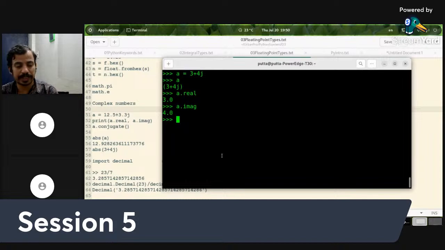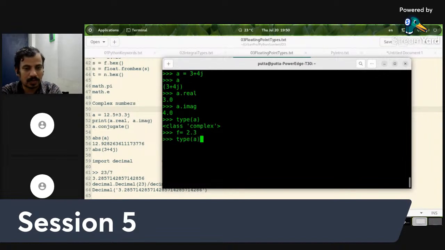What instruction should we write here? How do you find the data type of a? Type and then bracket a. Yeah, type(a). Okay, a is of complex type. Like earlier when we did f is equal to 2.3 and then type(f), f is of float type. Likewise, the value a in our case is of complex type.